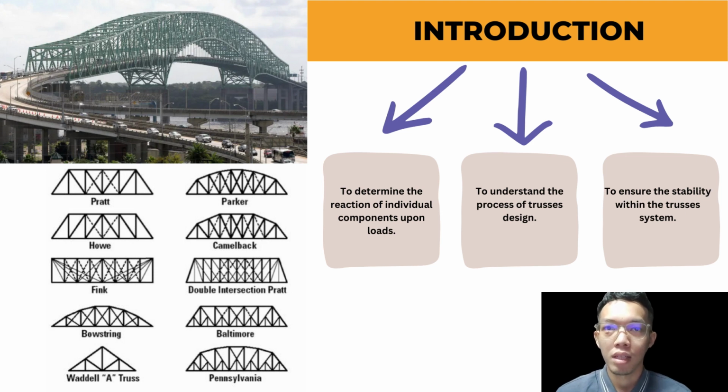As you can see in the diagram, there are a lot of unique designs for trusses ever built. A bridge is an important transportation infrastructure to connect two destinations effectively. The building of a strong and stable infrastructure must take priority over all other activities in order for the bridge to remain stable. Because of that, we need to be able to determine the reaction of individual components upon loads. The ability to determine the reaction upon loads will provide a clear safety measure for any type of transportation that uses the bridge. Secondly, to understand the process of truss design.